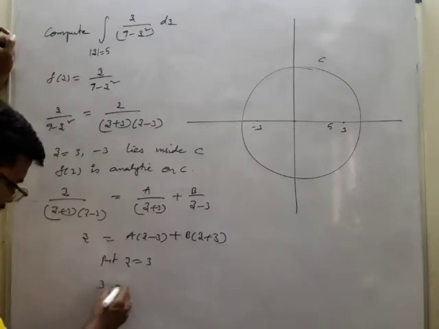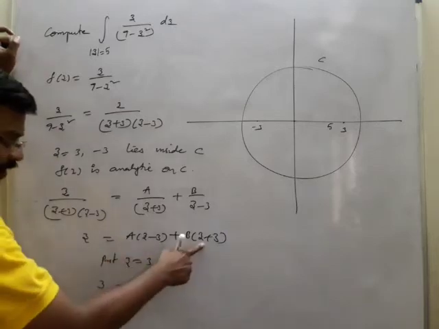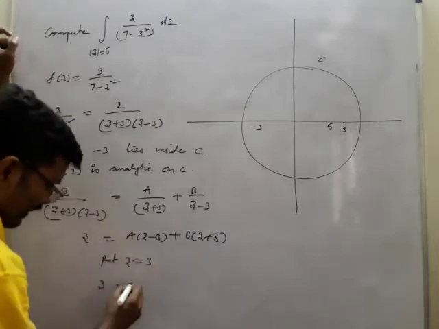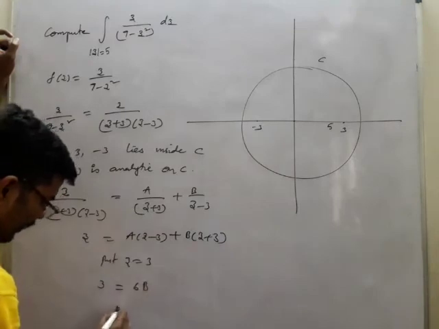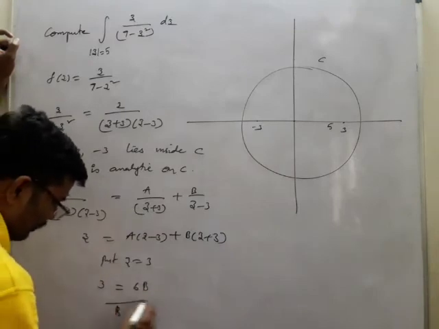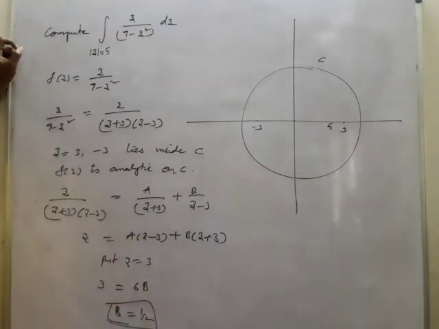So 3 is equal to, this will be 0. You will be getting 3 plus 3, 6B. So B is nothing but equal to 1 by 2. 6 will go this side.